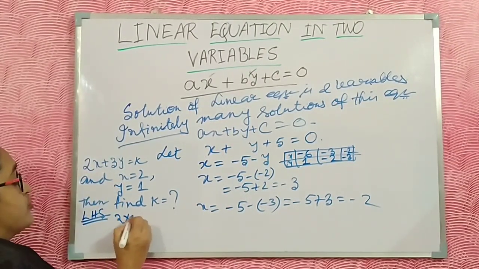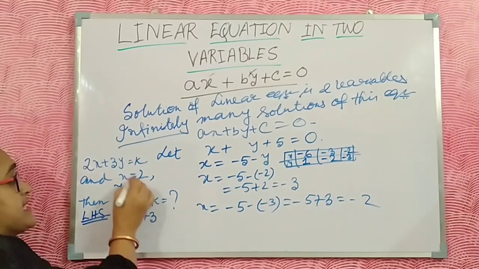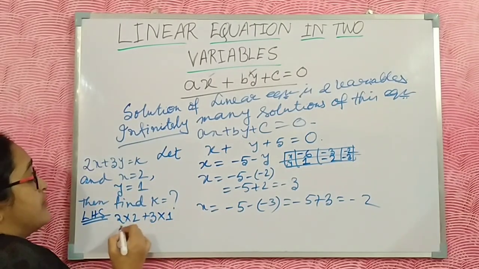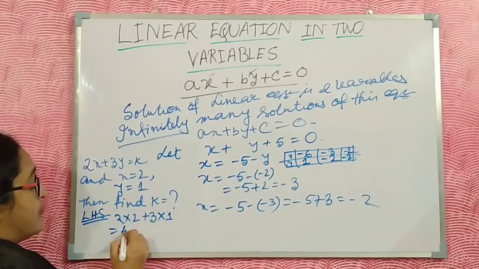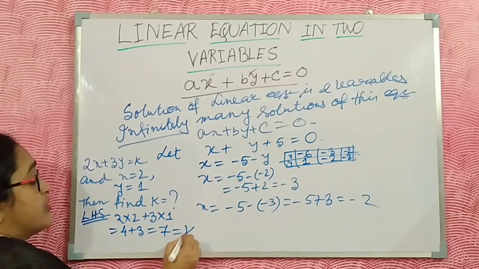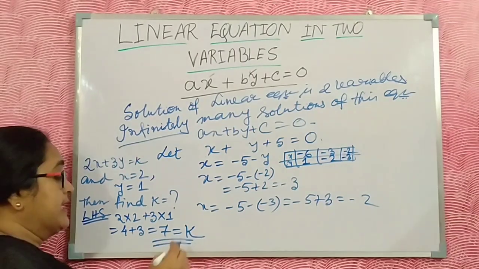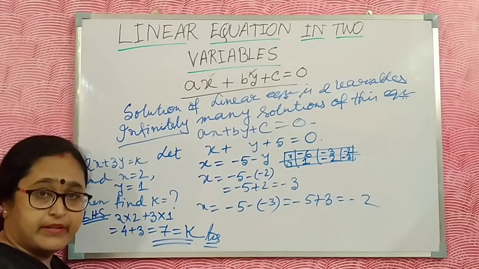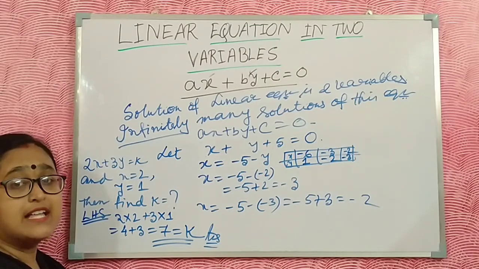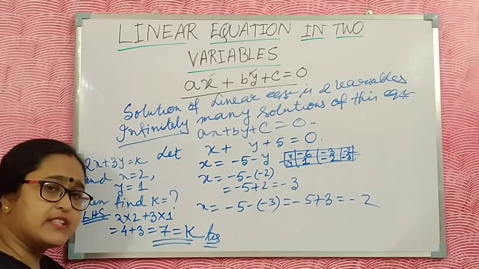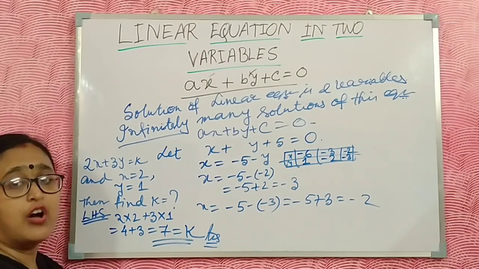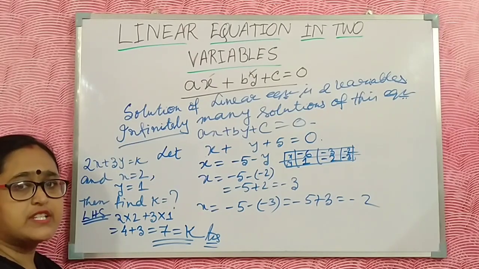Then 2 into 2, in place of x you put 2, and in place of y you put 1. 2 twos are 4 plus 3 ones are 3, this is 7. This is equal to k. Then what is the value of k? The value of k is 7. I already told you the linear equation in two variables has infinitely many solutions. For any value of y, you will get a distinct value of x also. I think all the students understood.